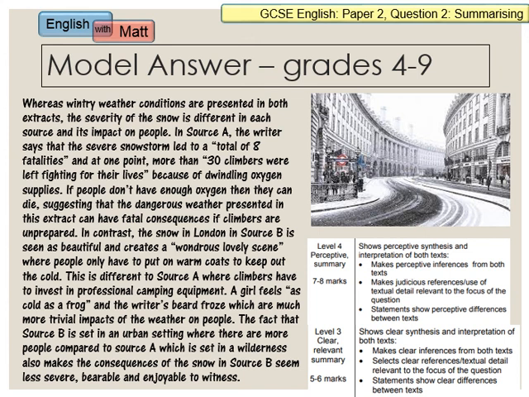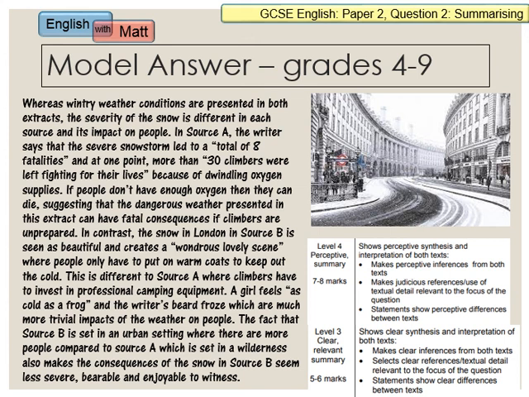Whereas wintry weather conditions are presented in both extracts, the severity of the snow is different in each source and its impact on people. In source A, the writer says that the severe snowstorm led to a total of 8 fatalities, and at one point more than 30 climbers were left fighting for their lives because of dwindling oxygen supplies. If people don't have enough oxygen, then they can die, suggesting that the dangerous weather presented in this extract can have a fatal consequence if climbers are unprepared.